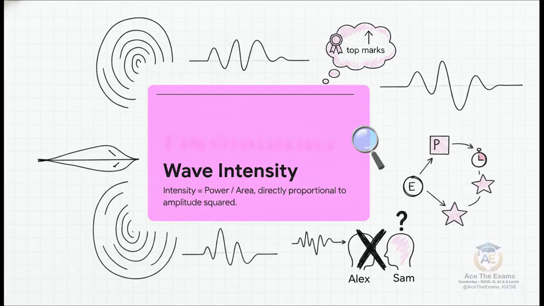In our system, we use the PIL framework. That stands for point, evidence, explanation, and link. Let's say a Cambridge question asks you to explain the effect on intensity when the amplitude of a progressive wave is doubled. Your point is stating the relationship clearly. Your evidence is the mathematical proportionality, showing that I is proportional to A squared. Your explanation is detailing exactly how a factor of 2 in amplitude results in a factor of 4 in intensity. And finally, your link brings the entire answer right back to the specific physical wave mentioned in the prompt, whether that's sound, light, or a water wave.